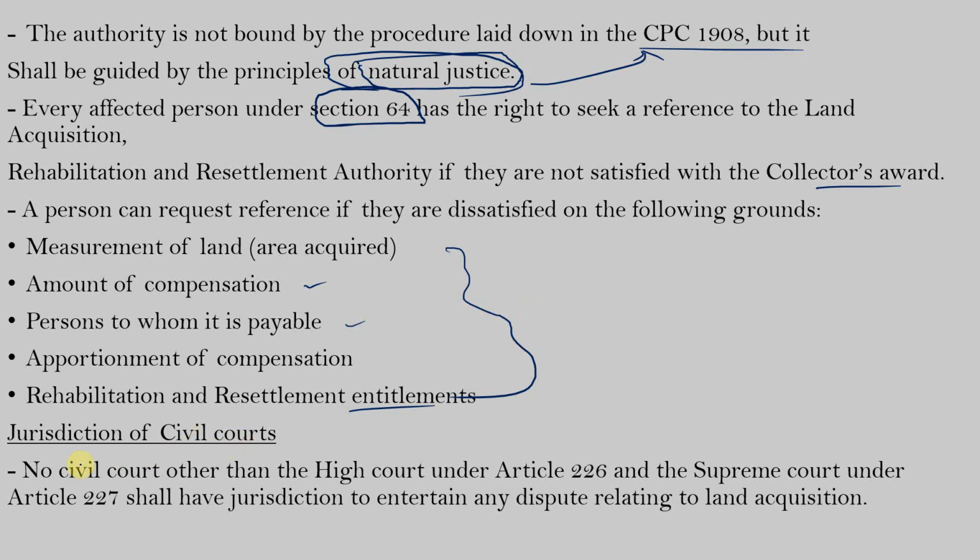Jurisdiction of civil courts. No civil court other than the High Courts under Article 226 and the Supreme Court under Article 227 shall have the jurisdiction to entertain any disputes relating to land acquisition. So the powers of civil courts are removed by the new Act and transferred to the authority, that is the Rehabilitation and Resettlement Authority.